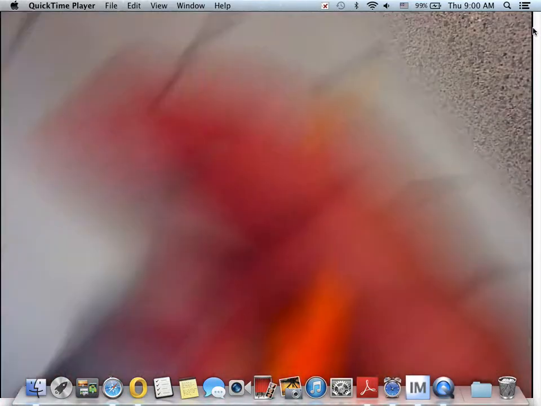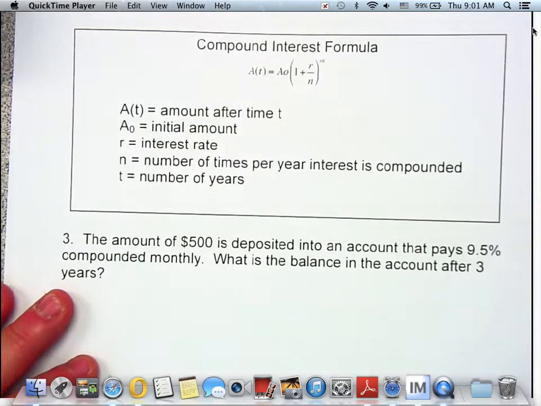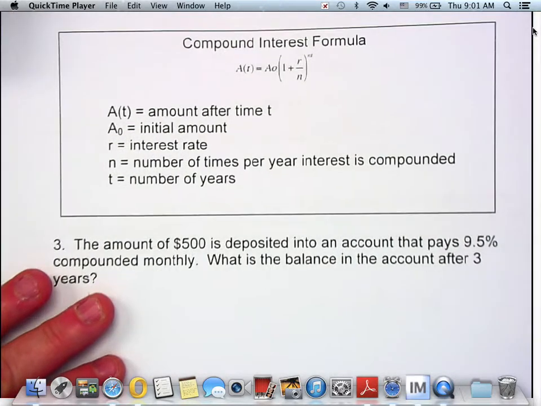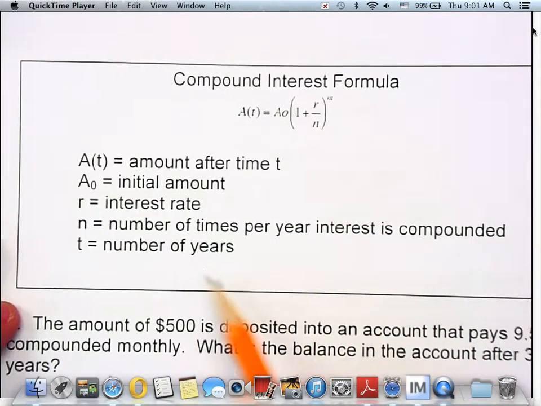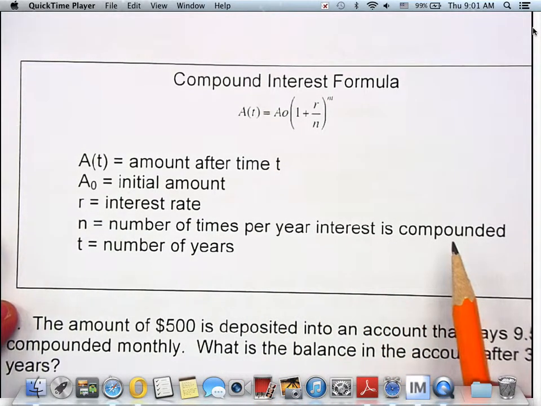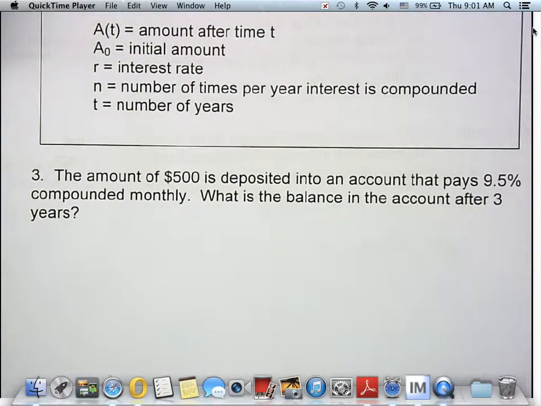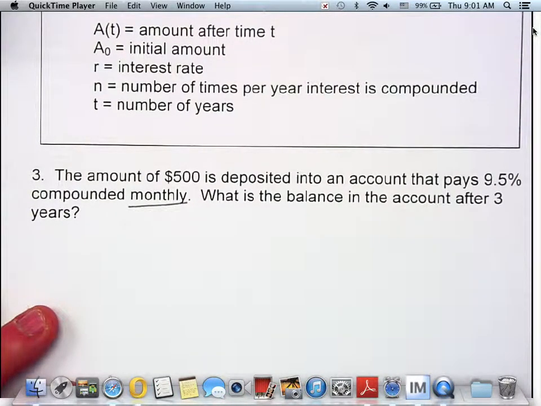Now, on the back is the compounding interest. The difference is the interest isn't just once a year. It could be several times a year. And so that's what the N is. The N is the number of times per year interest is compounded. So we have the initial amount of $500 is deposited into an account that pays 9.5% compounded monthly. How many times a year is monthly? 12.